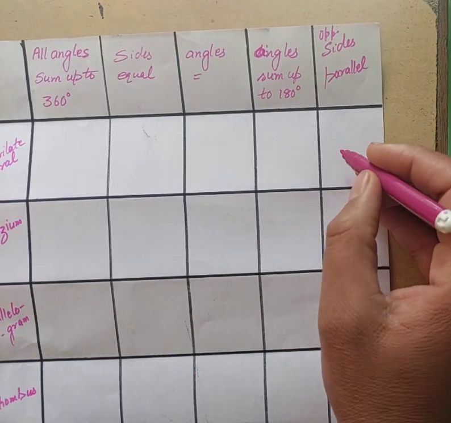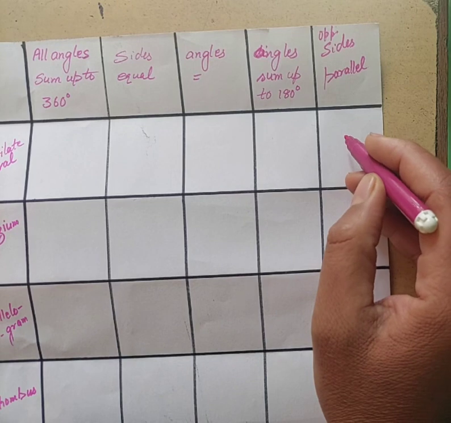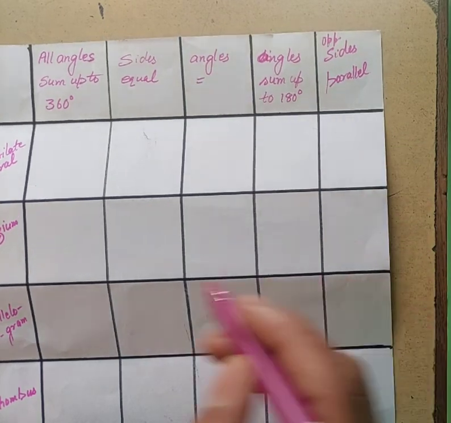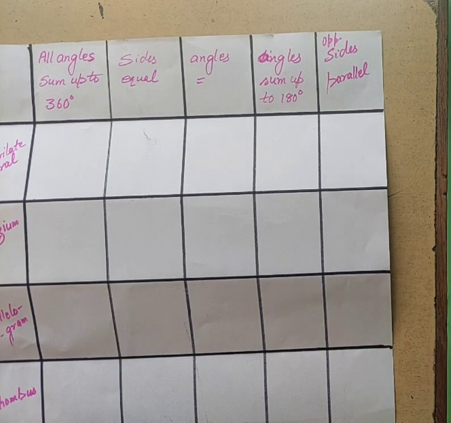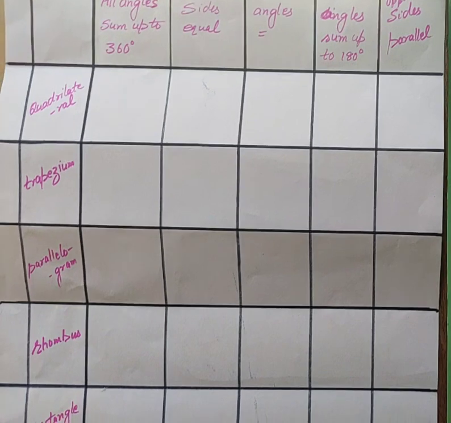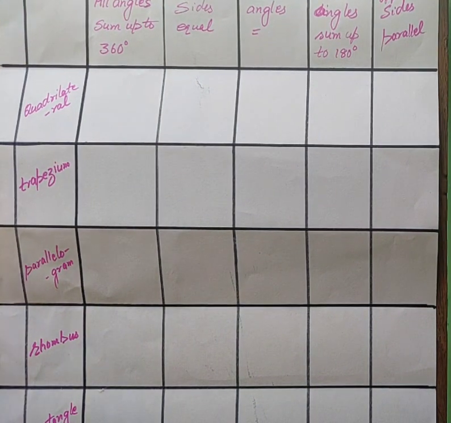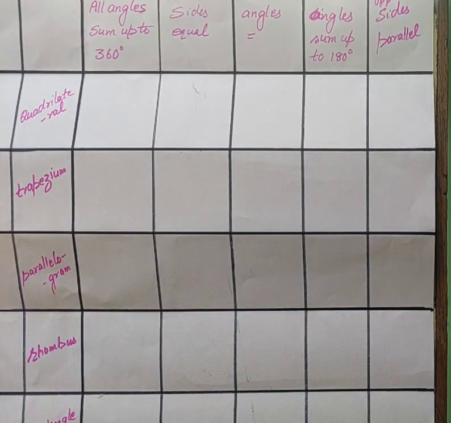Got it? And opposite sides parallel: again you have to make a specific entry for a particular quadrilateral, whether both pairs of opposite sides are parallel or a single pair of opposite sides is parallel. So that's what you have to do on this sheet. Just fill it up, then you have to upload it.